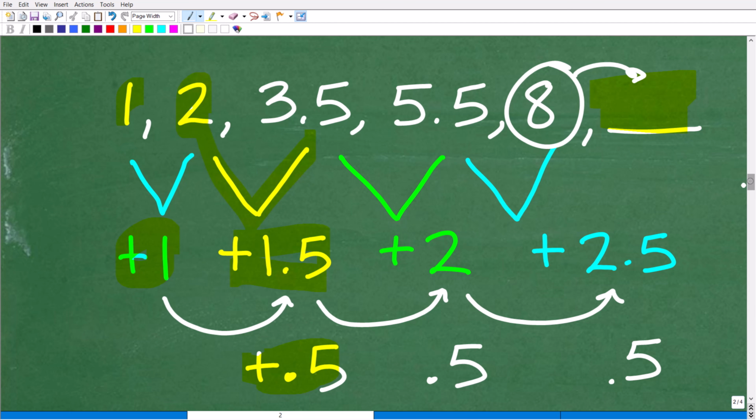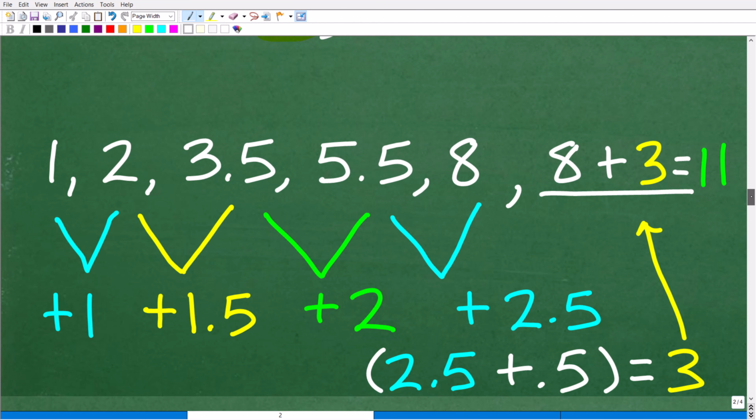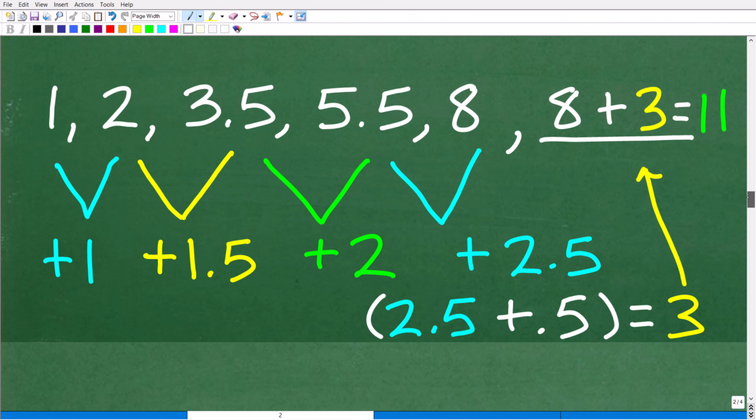So let's go ahead and figure out the next term after 8, the next number in this pattern. If you want to try this on your own before I show you, go ahead and pause the video. Okay, so we have to be focused here. From 5.5 to 8, we increased by 2.5, right? So we had to add 2.5 to 5.5 to get to 8.